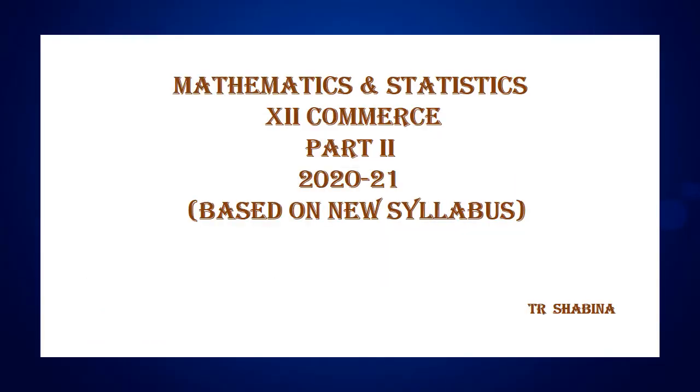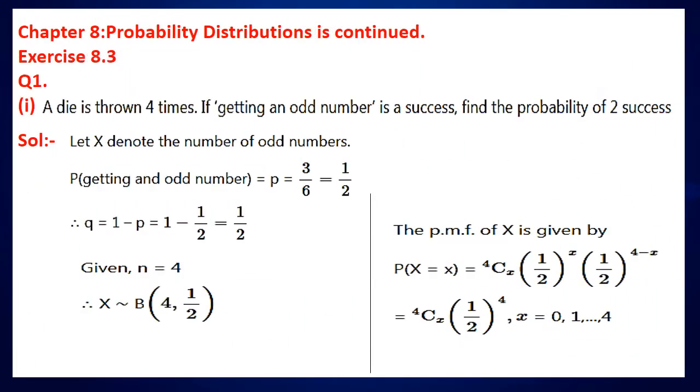Students, today we start solving the sums of exercise 8.3 of the lesson probability distributions. Exercise 8.3, question number 1. A die is thrown 4 times. If getting an odd number is a success, find the probability of 2 successes.